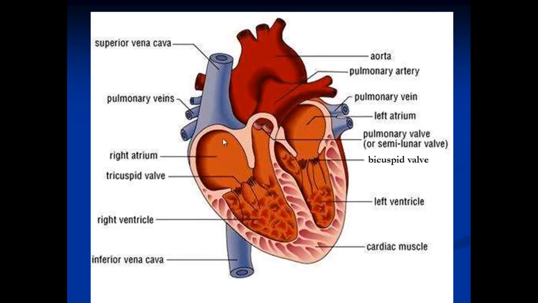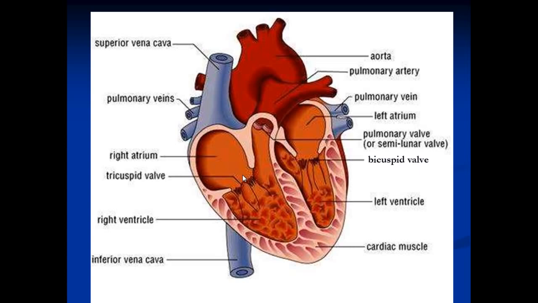Now on this particular diagram you can see that the AV valves are open and the semilunar valves are shut. What this means is that the atria are contracting and pushing the blood into the ventricles because these AV valves are open. And we also have here the semilunar valves which are closed. So that means that the ventricles are undergoing diastole.